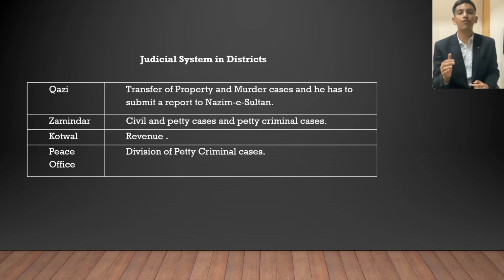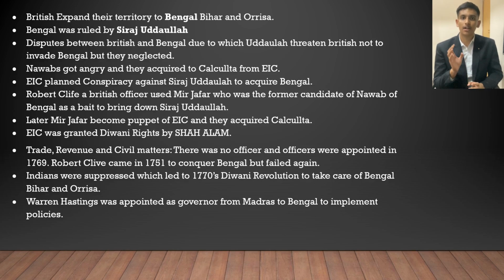So these were tried for criminal matters. Next is Zamindar. Civil cases and petty criminal cases went to him. The third is Kotwal. He used to deal with revenue related matters. The last one is the Peace Officer, who used to deal with petty criminal cases. So this was the judicial system that was exercised before the British captured Bengal or made Bengal its colony.